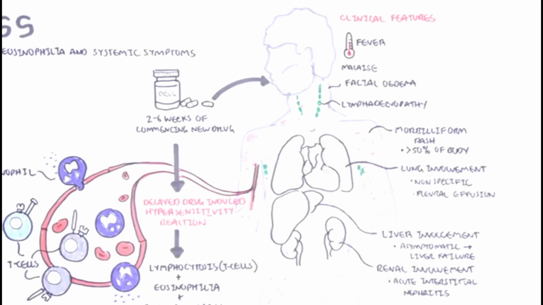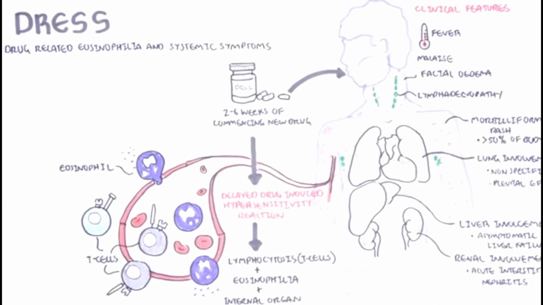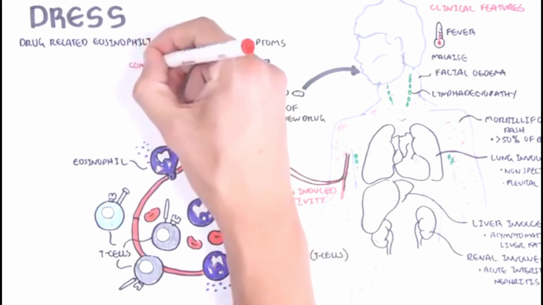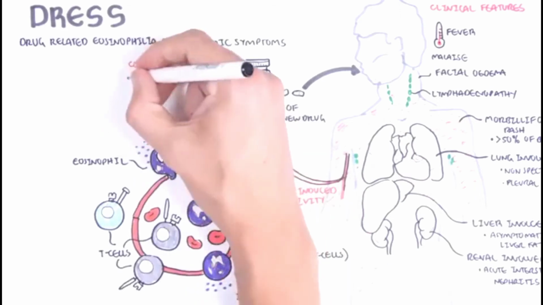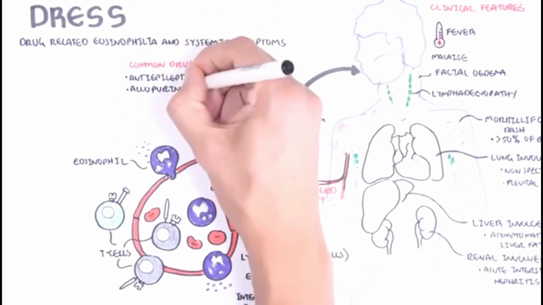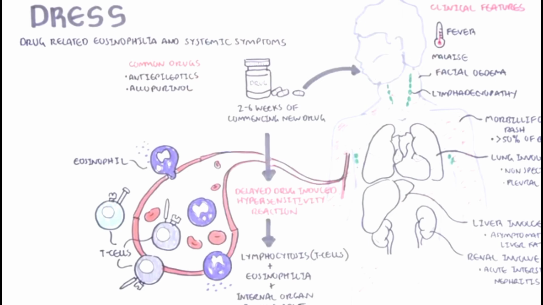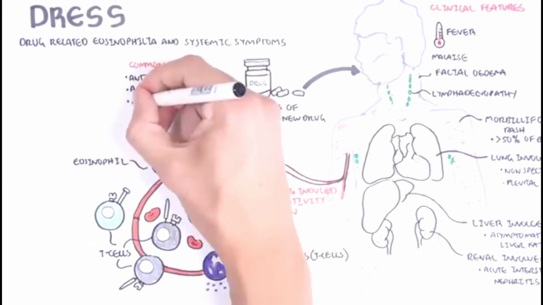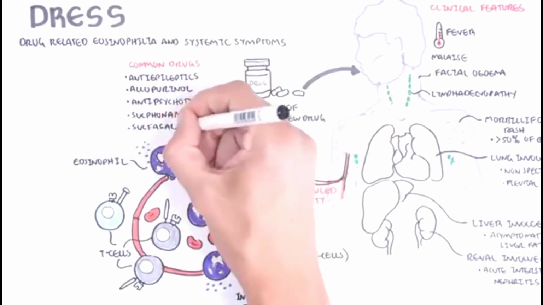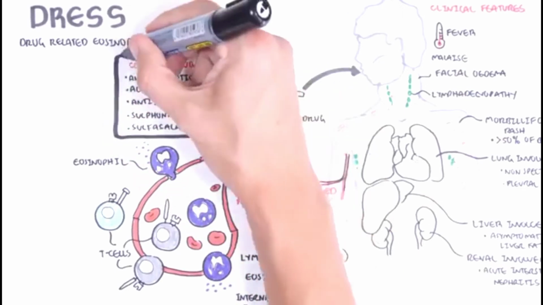The cause and culprit is usually a new drug, commenced 2 to 6 weeks prior to the manifestation of symptoms. Any drug can really cause DRESS, but the most common drugs known to cause it include anti-epileptics such as carbamazepine, lamotrigine, phenytoin, as well as allopurinol. Other drugs include antipsychotics, sulfonamides such as sulfasalazine, as well as vancomycin.